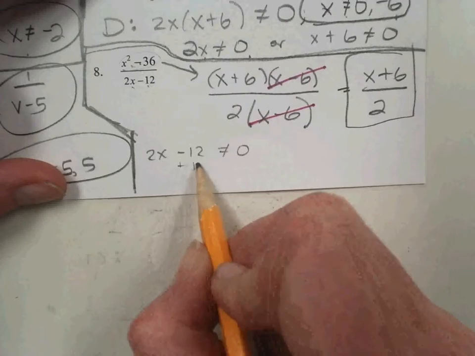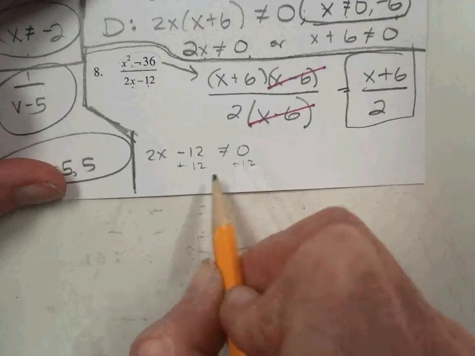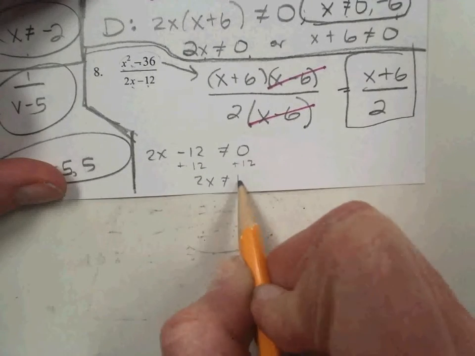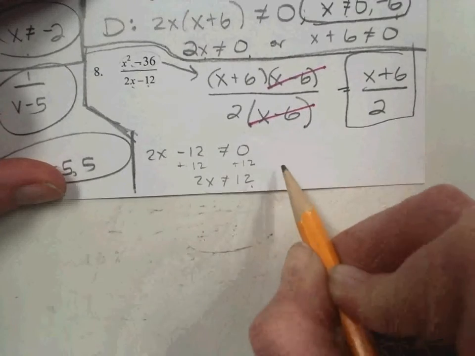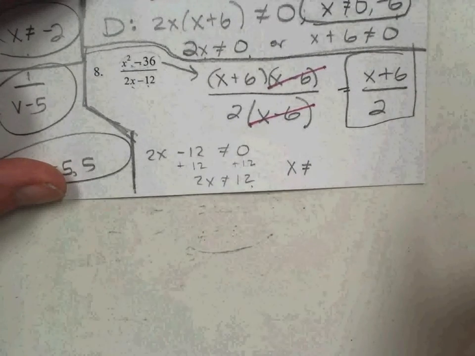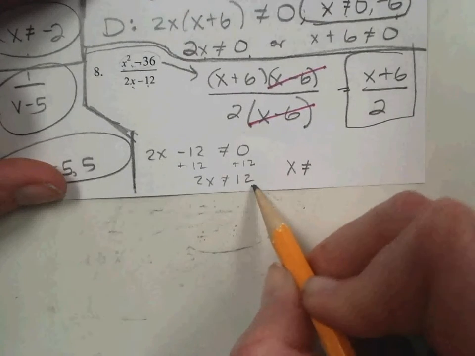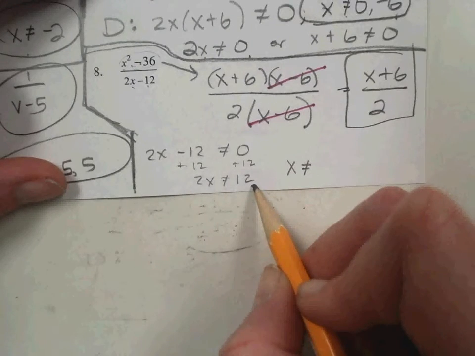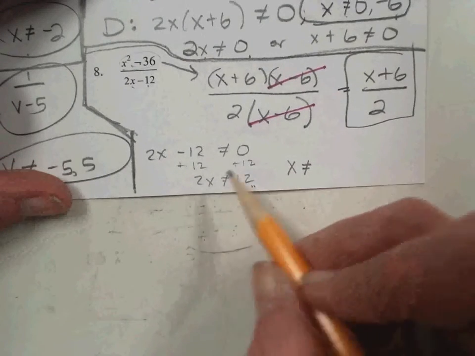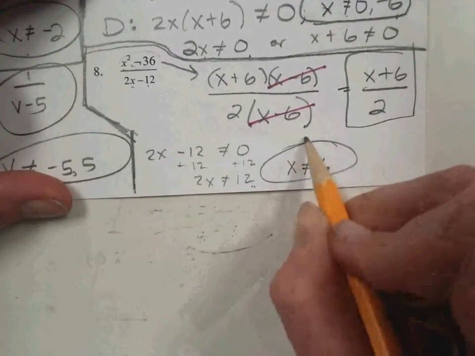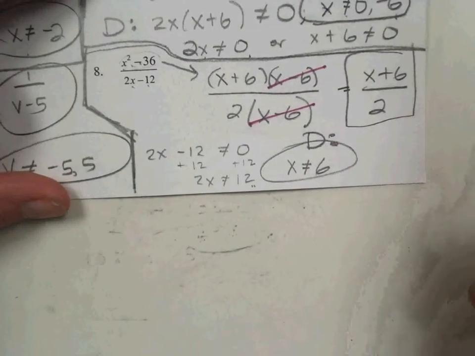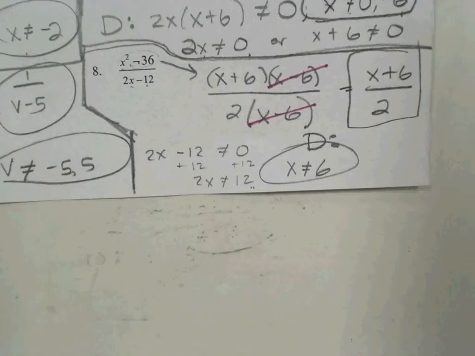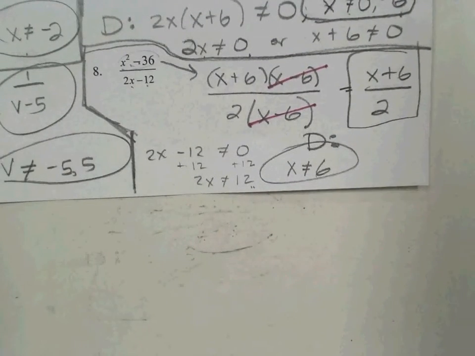So then, what values is the denominator not allowed to take on? Add 12 to both sides. So 2x can't be 12. Divide both sides by 2. So x cannot be what? 12 divided by 2 is 6. So x cannot be 6. That's your domain.